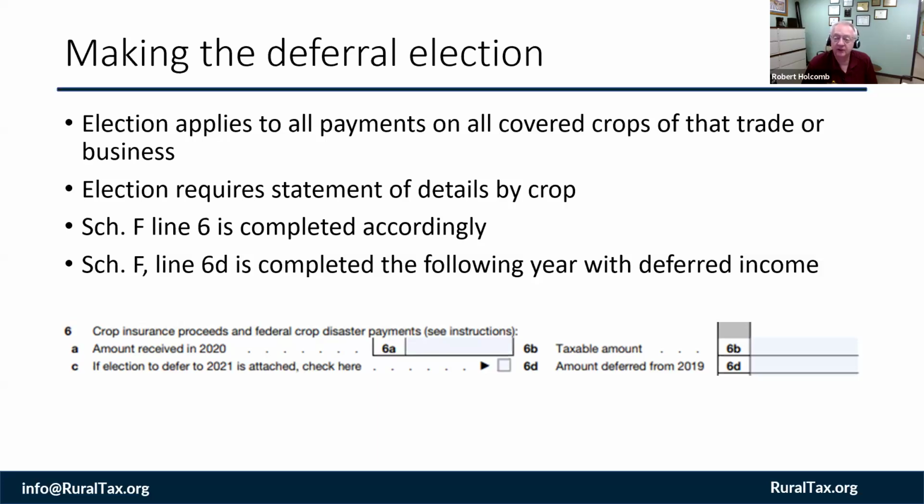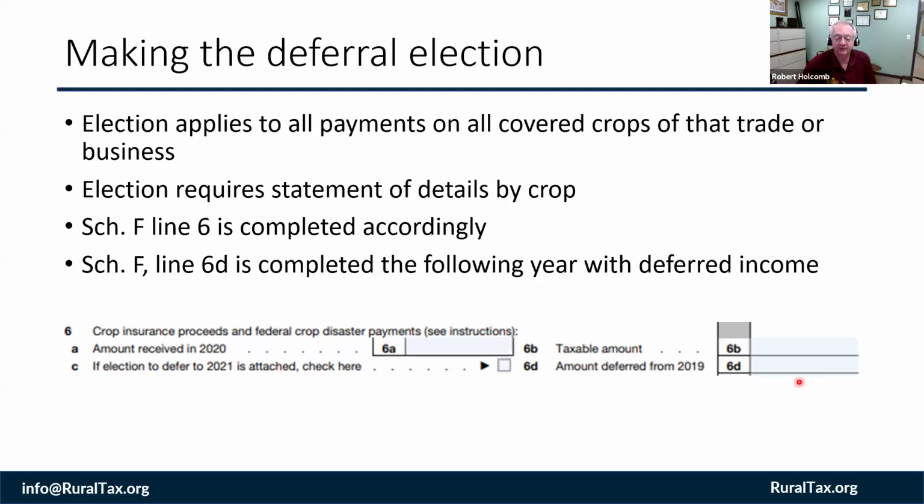If you decide that you're going to defer those items, it's Schedule F, line 6, which we see right here. Line 6 shows the amount received in 2020, and this should be 2024 for this year. Amount received in 2024, and then it indicates the taxable amount. If we're electing to defer, we need to check the box, and then we indicate the amount that we're deferring to the next year.